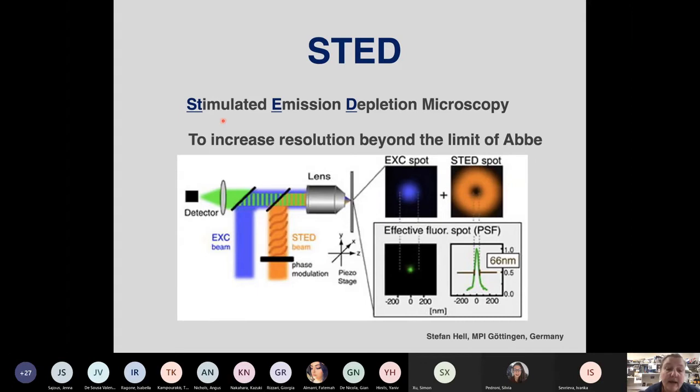The second way of getting more information out of your sample by super resolution microscopy is STED, that's stimulated emission depletion microscopy. The creator of this was Stefan Hell. And the idea he came up with was that, in order to just visualize the spot, you use this donut to bleach the stuff around it.